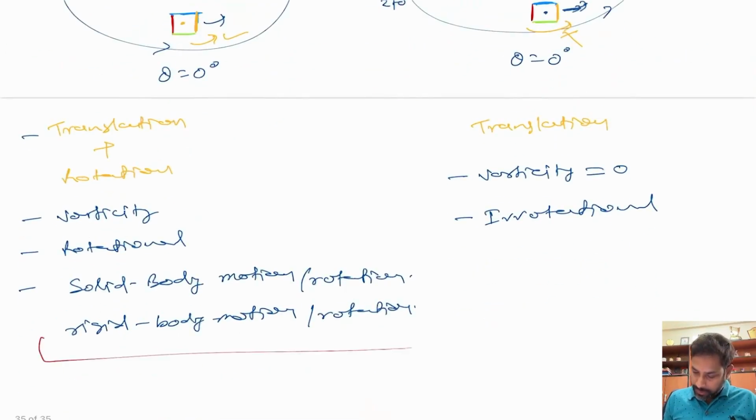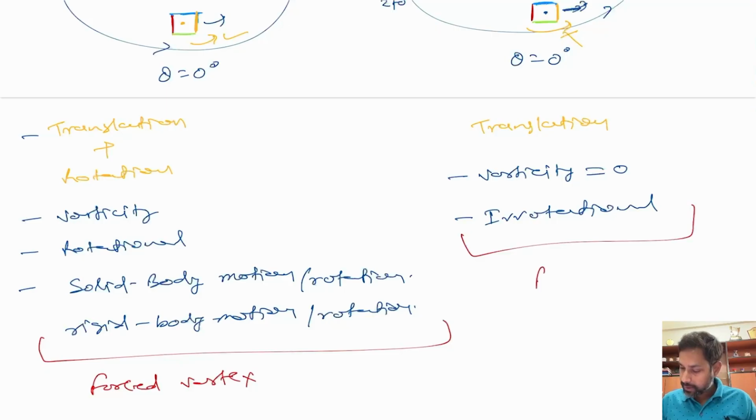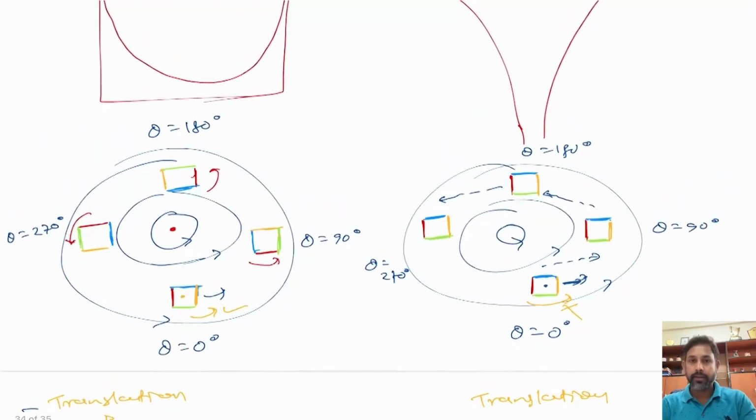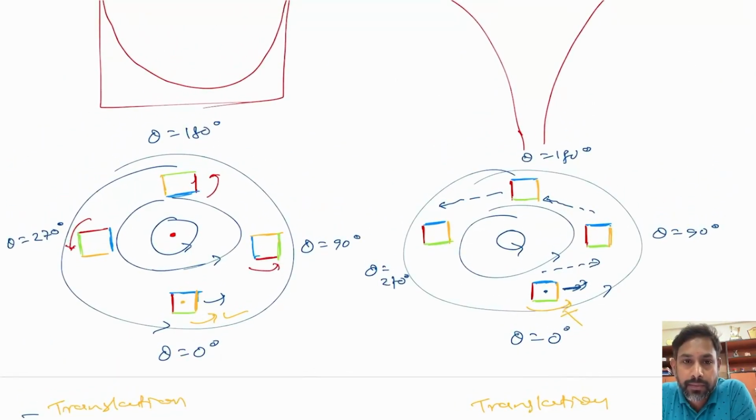So what we have done, this is for the forced vortex case, and this is for the free vortex, right? And now you know what is happening, and why one is rotational, the other one is irrotational, and that is why Bernoulli equation is valid in one case and not in the other.